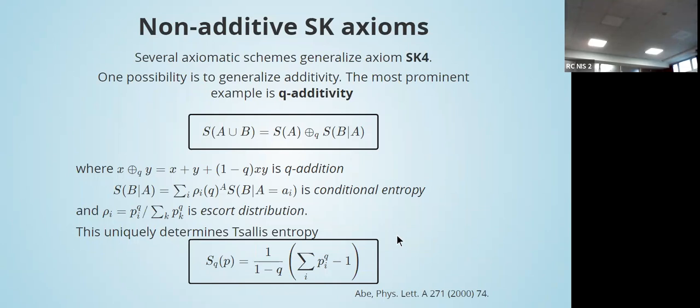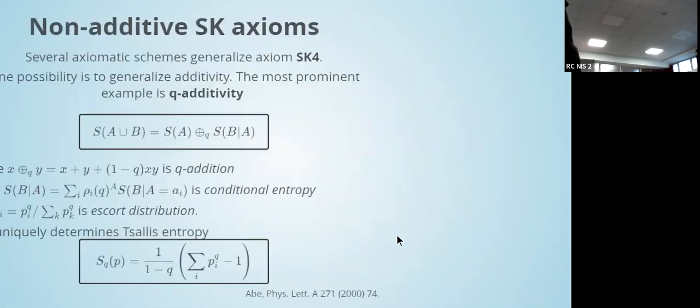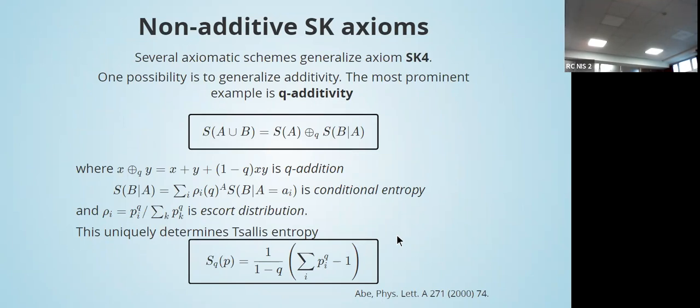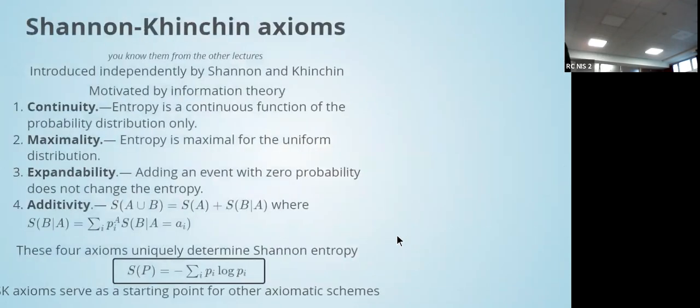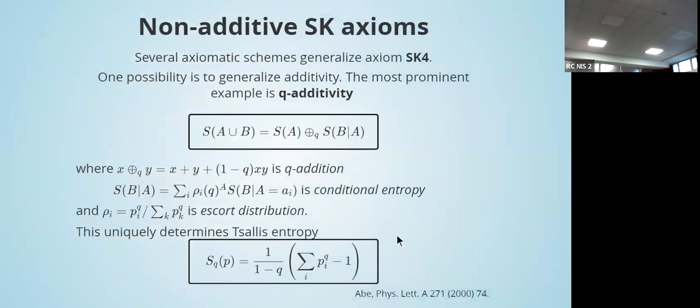It was done in 2000. Then, how does pure additivity generalize? You say that the entropy of the joint event is not the sum of these entropies, but it is the q-sum of these entropies. So basically, this is the replacement of the fourth axiom.